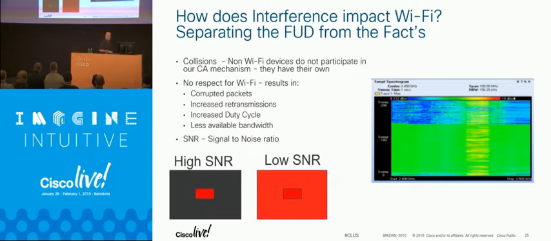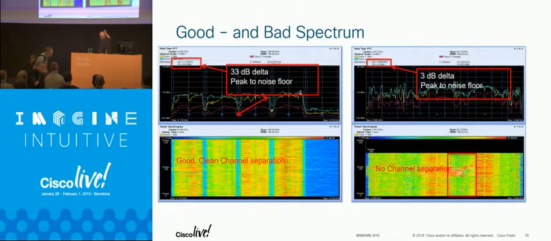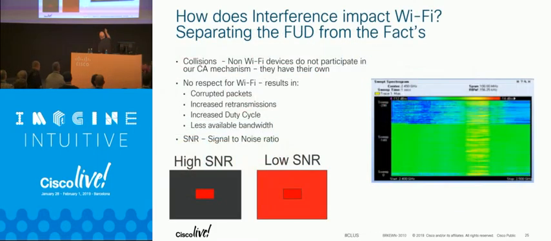Non-Wi-Fi interference, what you're looking at on the screen right up here. Oh, I forgot. Sorry, top button is the pointer. That middle button makes the slide go.